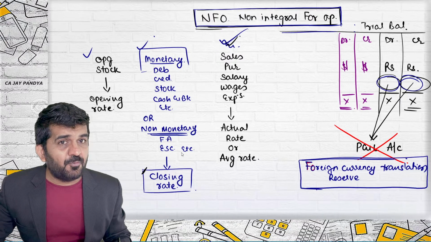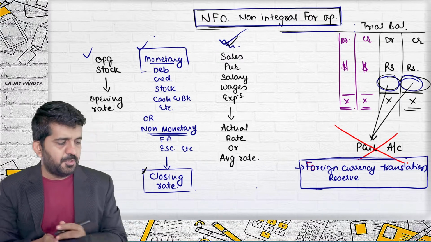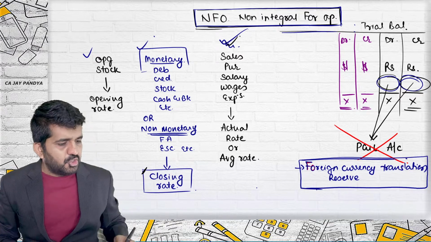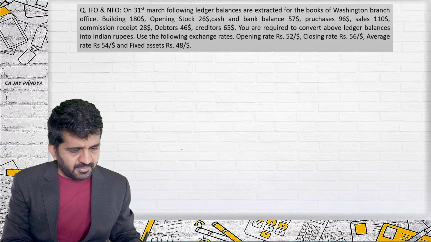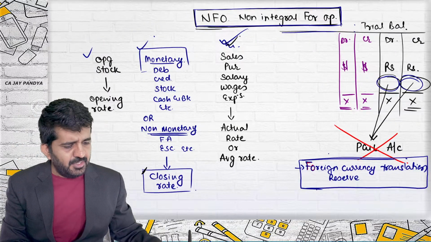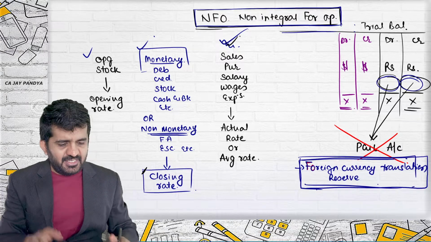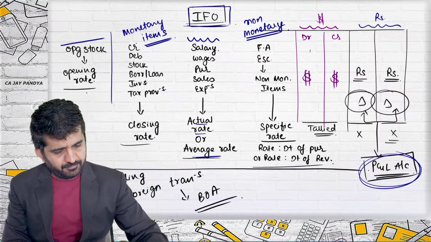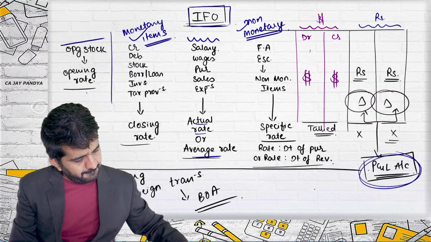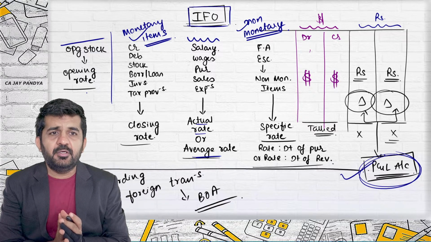Another difference, the difference arising because of foreign exchange currency translation will be transferred to P&L account. No, in integral foreign operations, yes. In non-integral foreign operations, it will be transferred to foreign currency translation reserve. Is it all right? So this is integral foreign operations and non-integral foreign operations. Is it all right? The basic difference lies over here, between integral and non-integral foreign operations.